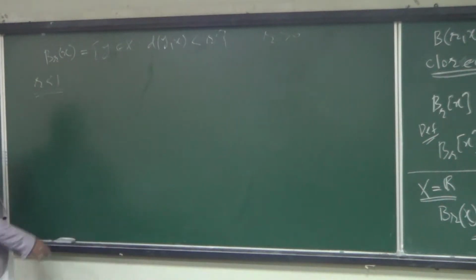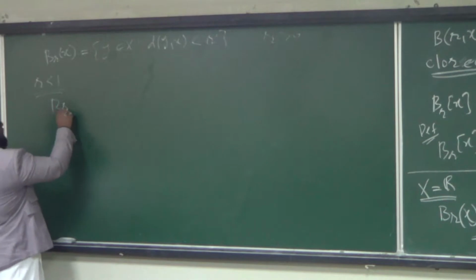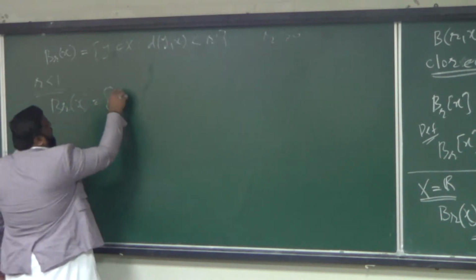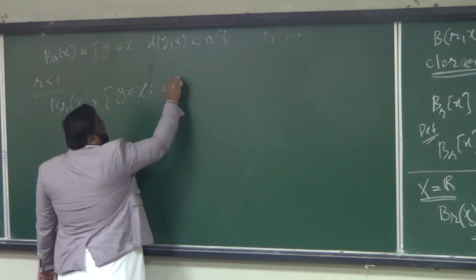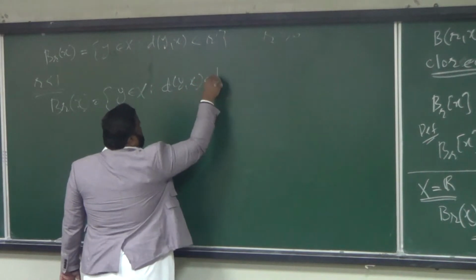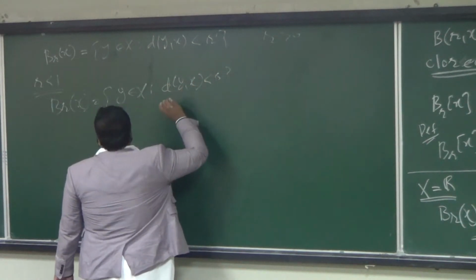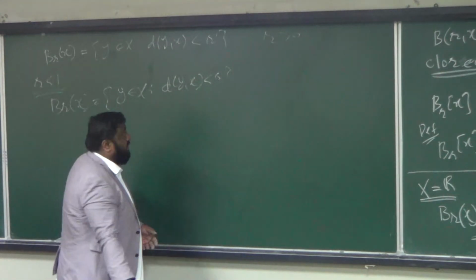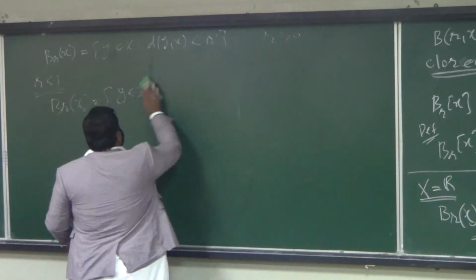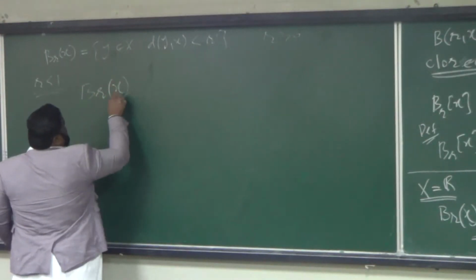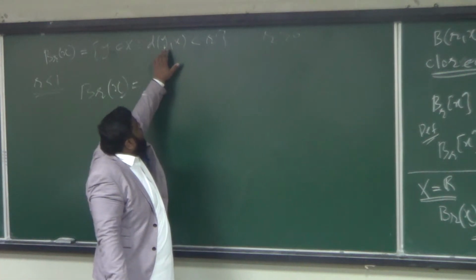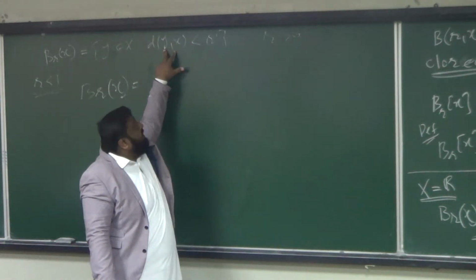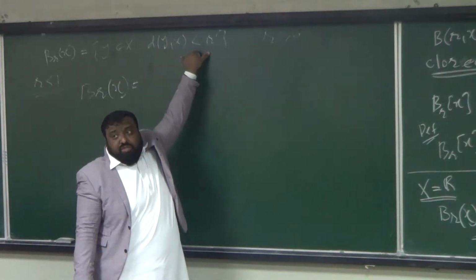Think about it. So if r is smaller than 1, then B_r(x) is the set of those points for which d(y, x) is smaller than, say for example, r. I should have written it directly. So if r is smaller than 1, then which is the point y that you can put here in such a way that this inequality holds?